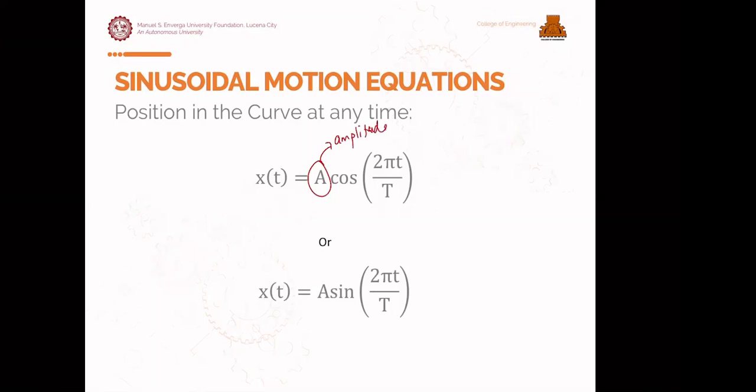Amplitude, cosine, 2π t over T. Small t is time, so usually given. Then T is time period. Okay? And then, kung meron tayong displacement, we can also identify yung velocity and acceleration natin using tong formula ng displacement. So, any idea from anybody kung paano natin makukuha yung velocity and acceleration using this formula?